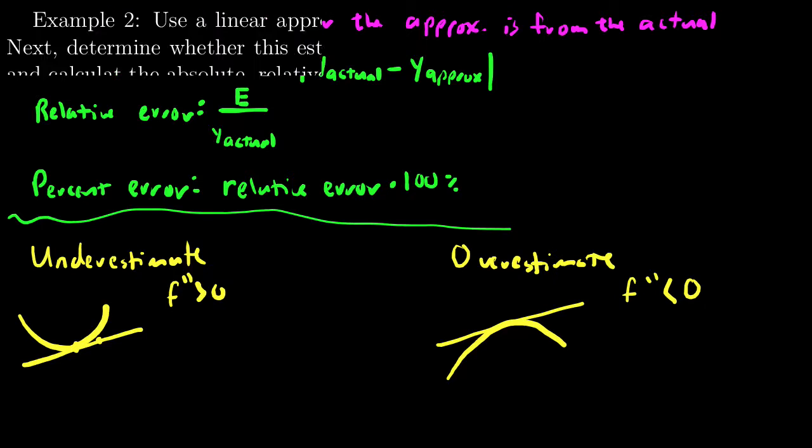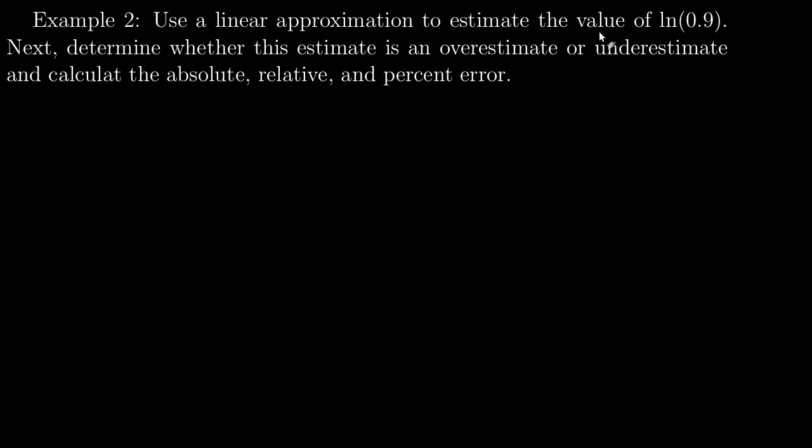So let's see an example of all this stuff. Use a linear approximation to estimate the value of the natural log of 0.9. Next, determine whether this estimate is an overestimate or underestimate. And calculate the absolute, relative, and percent error. So, here we go. When I see this, I think, okay, my function is going to be the natural log function. My center is going to be at (1, 0). I chose 1 because it's close to 0.9, and I know that the natural log of 1 is 0.